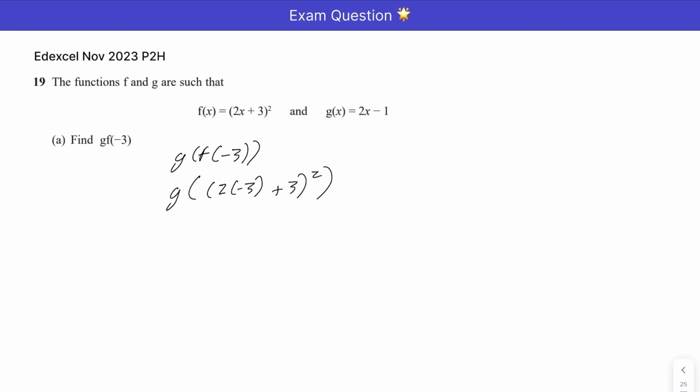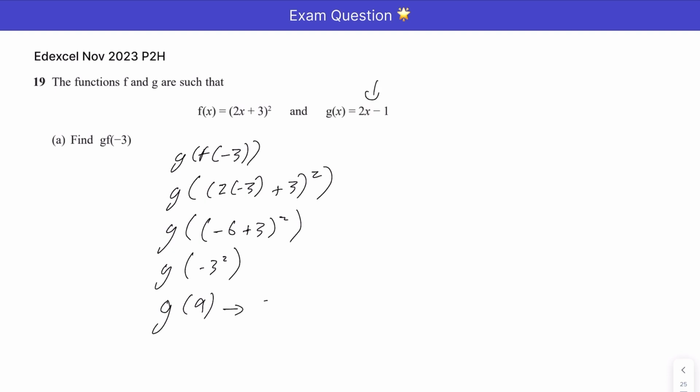Okay, so that becomes, well, 2 times that, so that's minus 6 plus 3 all squared, and then that can become minus 3 all squared, which is just 9. So now we just need to put 9 into this function here, and we've solved the question. So that becomes 2 bracket 9 minus 1, which is 18 minus 1, which is 17.